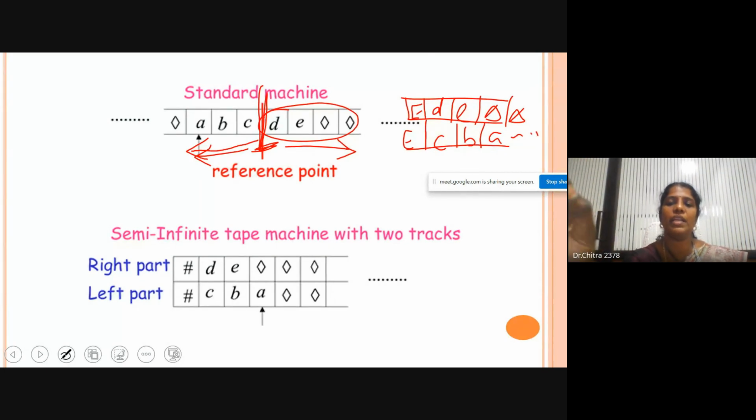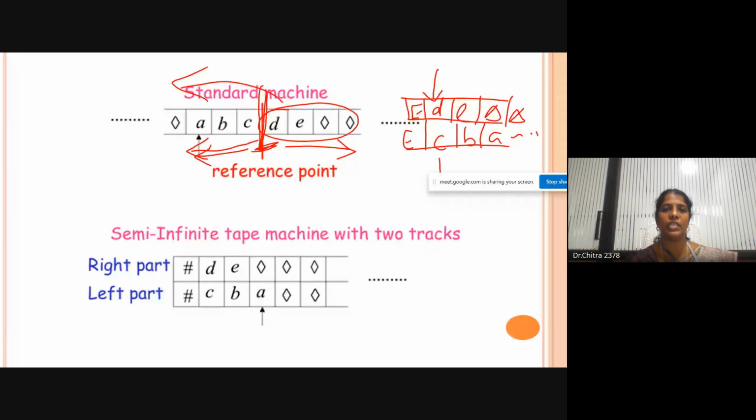Either one can be read at a time. Here only one is read. If you are moving in the forward direction, use this track. If you are moving in this direction, use this track. So the standard machine can be simulated as the semi-infinite one. Any variant can be converted into a standard format. This is the way to convert the standard into a semi-infinite Turing machine.